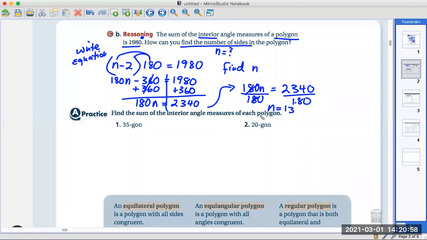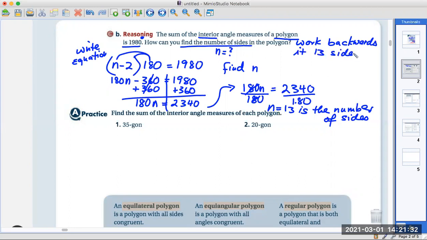Check it out. So n is the number of sides. So how can you find the number of sides? I'll say work backwards. It has 13 sides. Let's do one more.